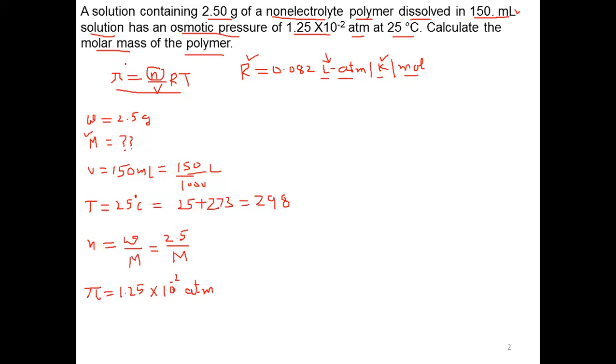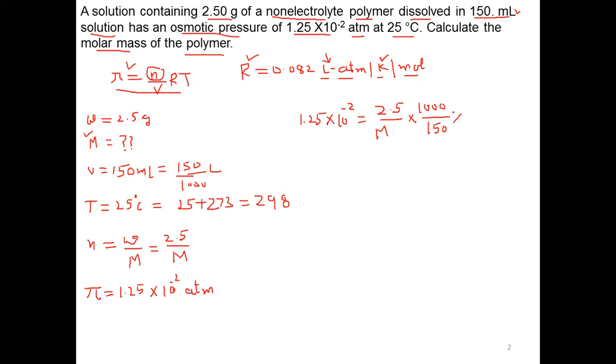Now putting these values in this expression, pi, 1.25 into 10 raised to the power minus 2, is equal to n. n is 2.5 divided by M, divided by V. V is 150 by 1000. So on solving it, it will become 2.5 by M into 1000 by 150.